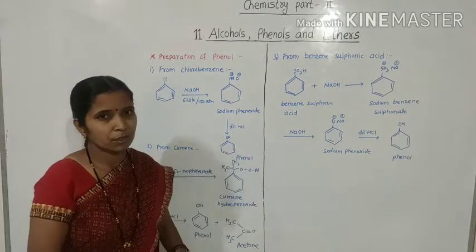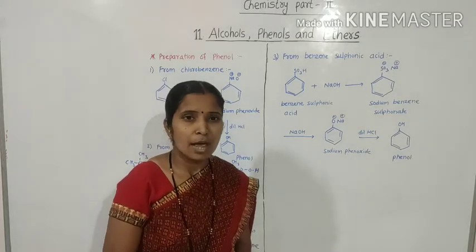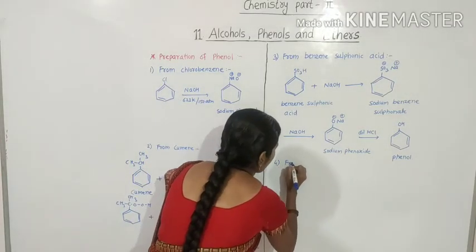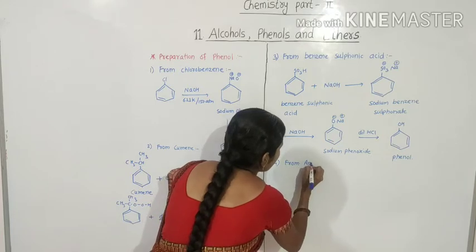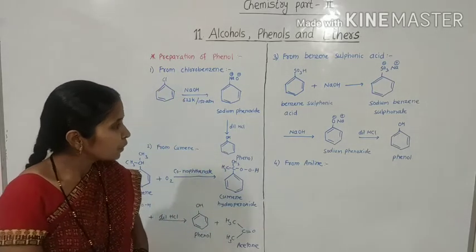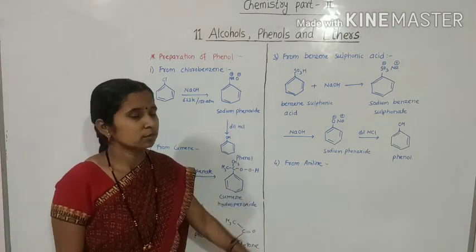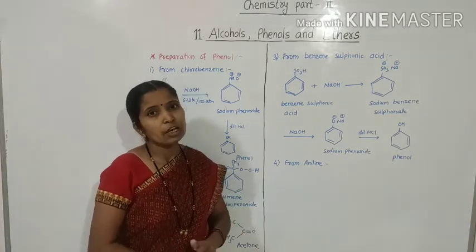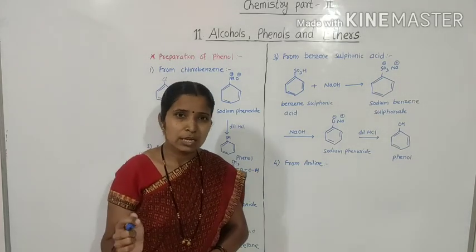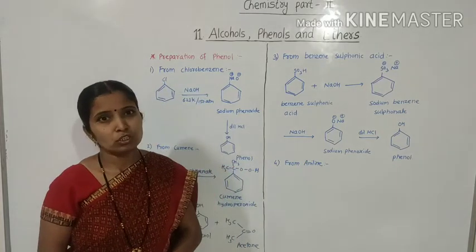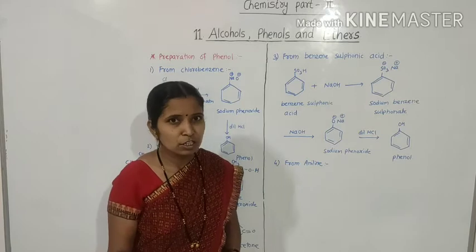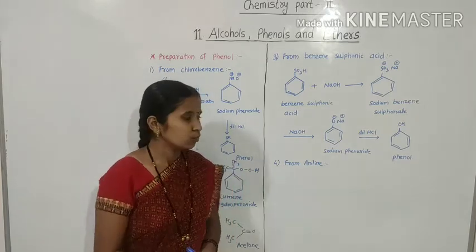Then our fourth method of preparation is from aniline. So how is phenol prepared from aniline? When aniline is treated with nitrous acid, that is NaNO2 and HCl, at low temperature, it gives benzene diazonium chloride, which on hydrolysis forms phenol.